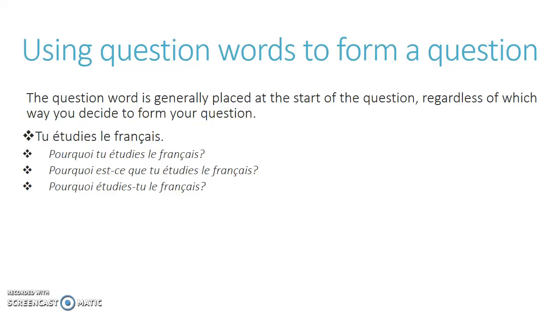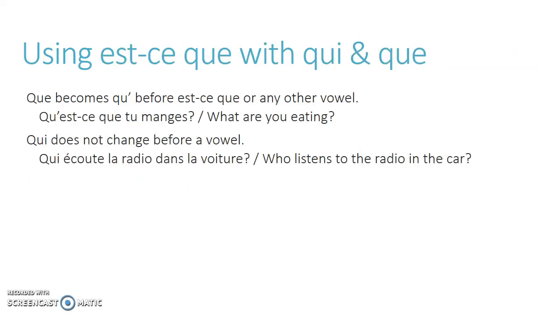The only other thing you need to know is what to do with est-ce que, qui and que, because I've told you before that we don't like to have two vowels in a row in French. So que does become Q-U apostrophe before est-ce que or any other vowel. So, qu'est-ce que tu manges? What are you eating? Qui does not change before a vowel. Qui can stand up next to a vowel more because that E sound is maybe stronger. Also, we can't abbreviate que and qui with the same abbreviation or we wouldn't know which one was which. So, qui écoute la radio dans la voiture? Who listens to the radio in the car?